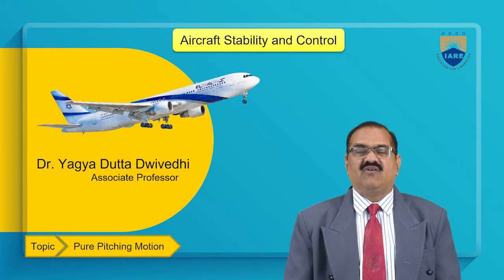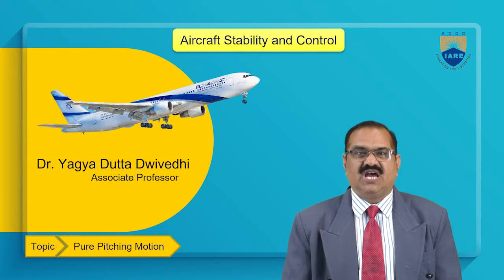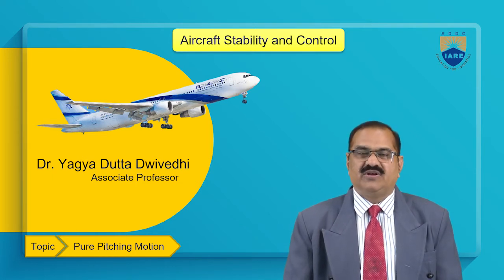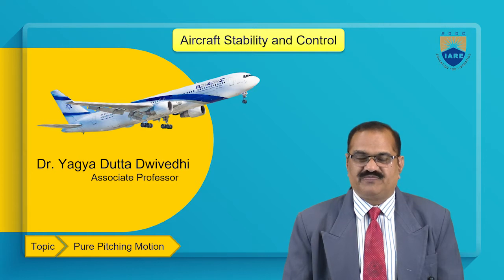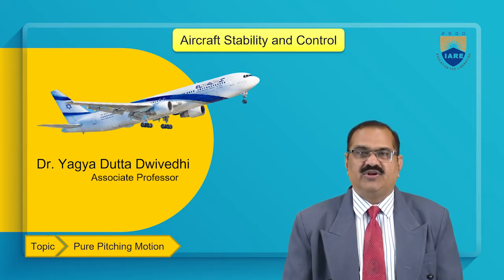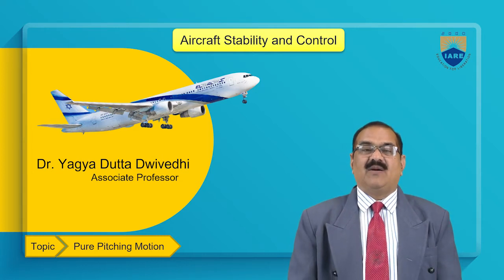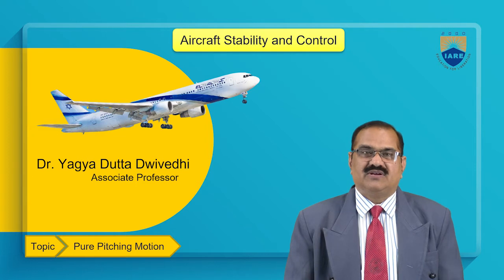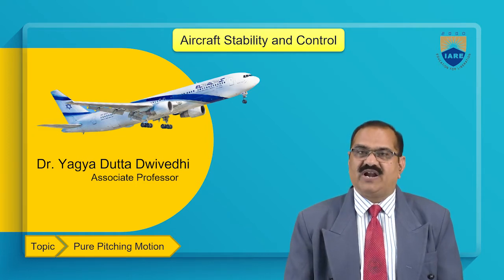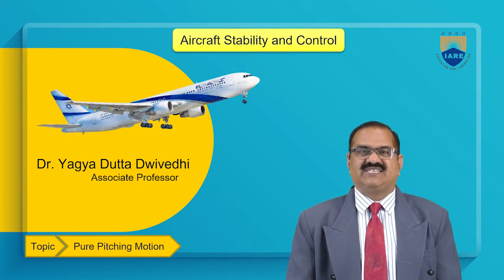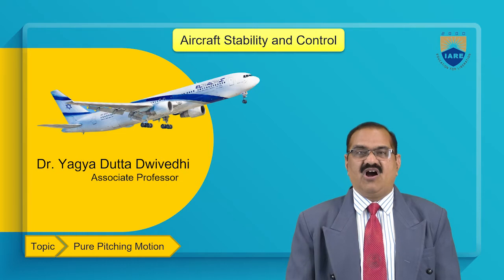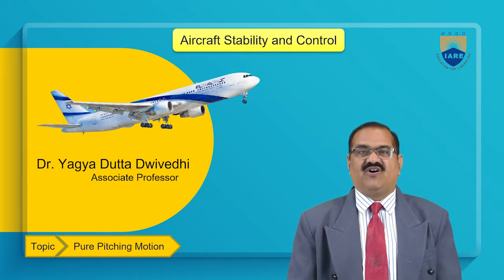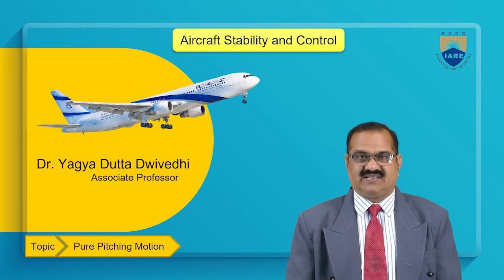In this regard, we discussed in the previous class that we have two types of modes. One is the short period mode, another is the long period mode. In short period mode, the natural frequency and the damping ratio are very high compared to the long period or the phugoid mode. For the short period, we consider a maximum of 5 seconds. However, for the long period mode, we consider the motion for 30 to 120 seconds.